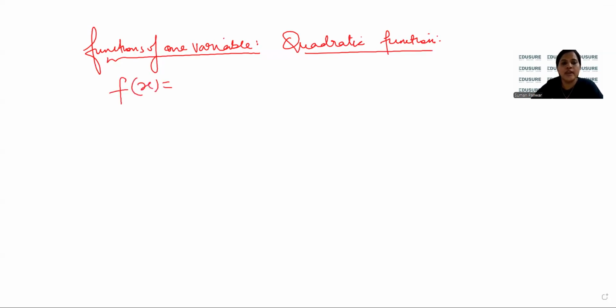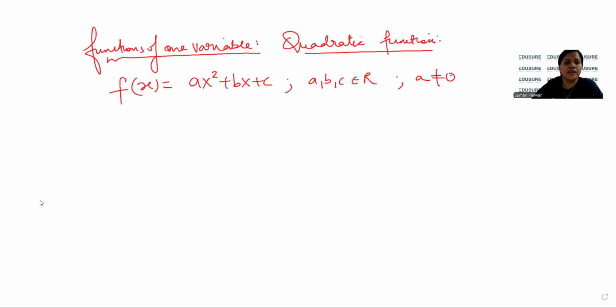f(x) equals ax square plus bx plus c, where a, b, c are real numbers or constants and a is not equal to 0. Because if a is equal to 0, I land up with a linear function. I am talking about a quadratic function, therefore a has to be not equal to 0. So this is the definition of a quadratic function.